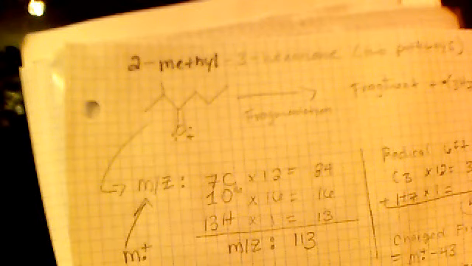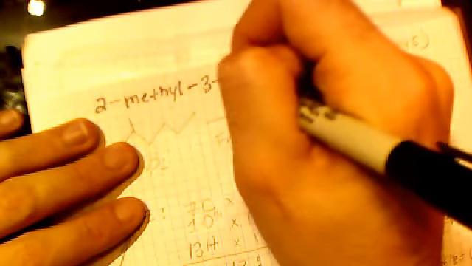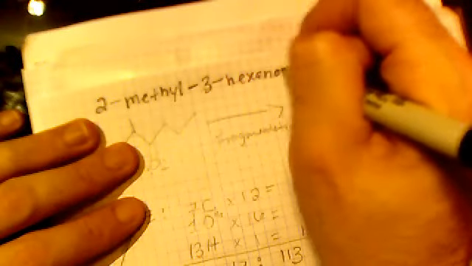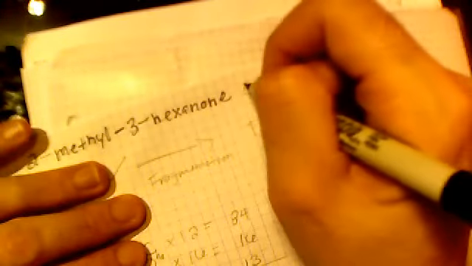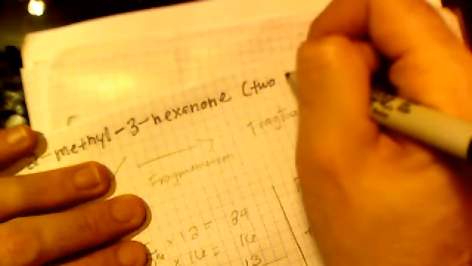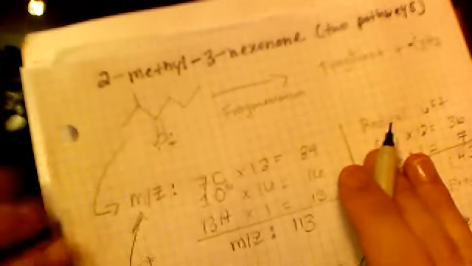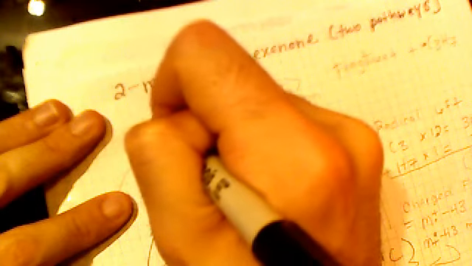Alright, so Wiley 6. I went through the background information for answering this. This is 6a. So we had 2-methyl-3-hexanone. And okay, again it says 2 pathways, and I really don't see why they said this because the answer, whatever. Alright, so let me just redraw this.